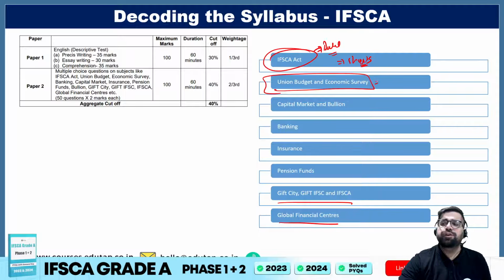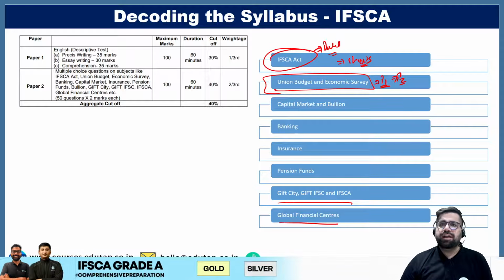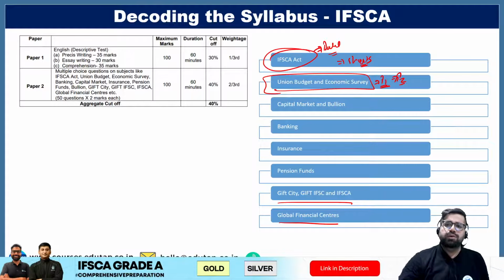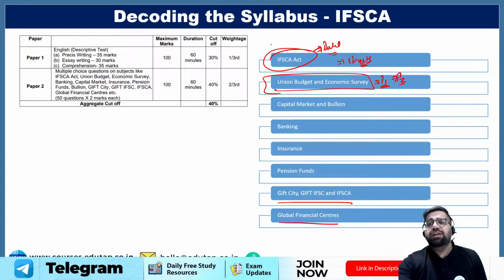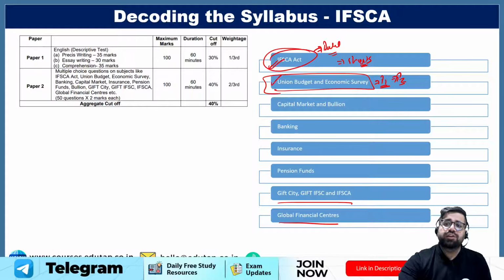This we are already doing for your phase 1 paper 2. So do it again, same preparation, right? I don't think that you will need that much time for the IFSC Act and Union Budget, because these are very much doable, right?